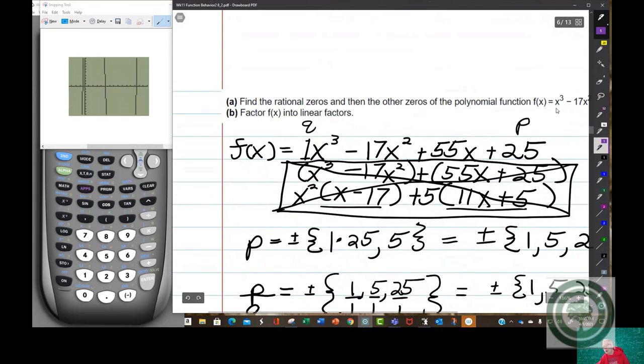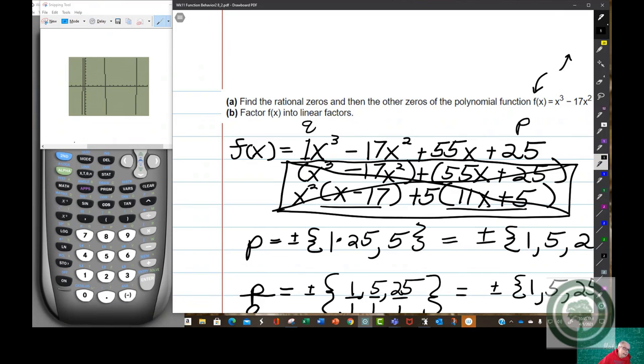This is a cubic with a positive leading term. That means the end behavior is going to be up on the right and down on the left. So there's no choice. This has got to be going down on the left and then up on the right, which means this is going like that.